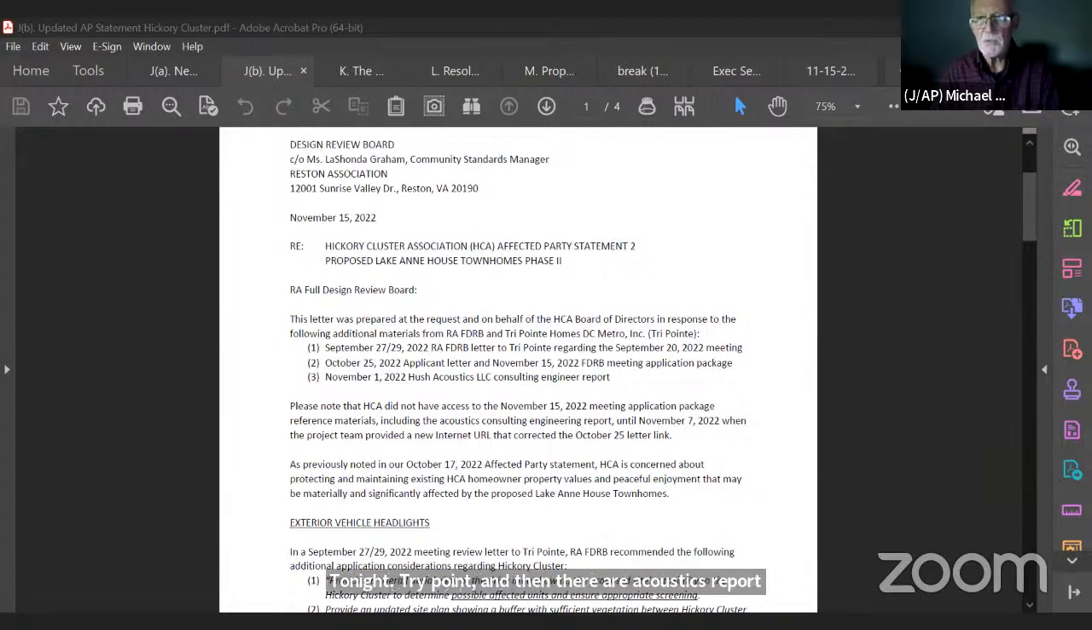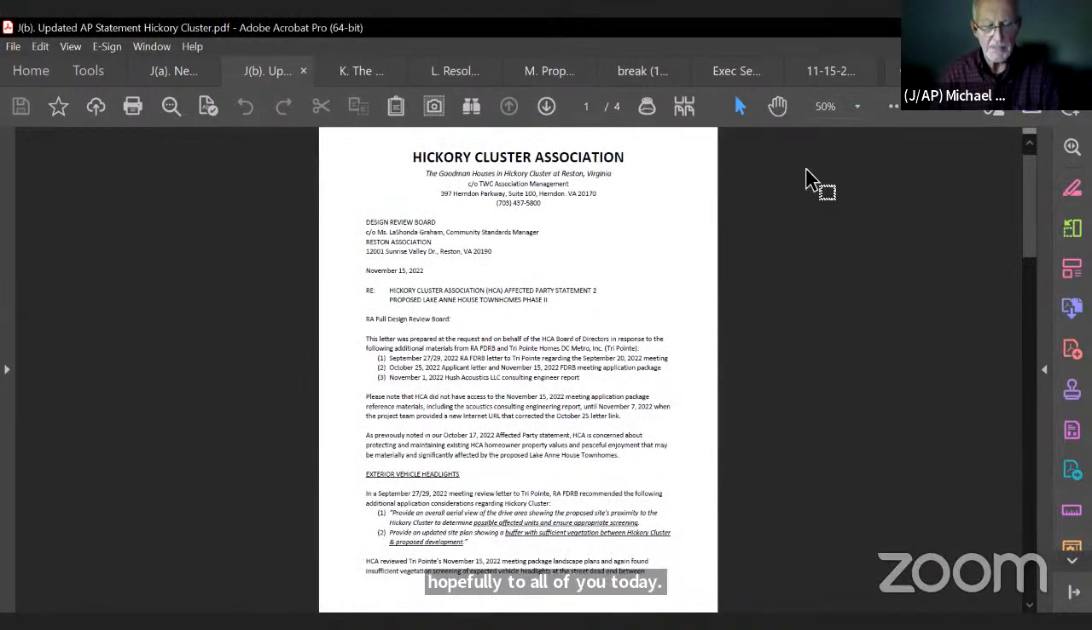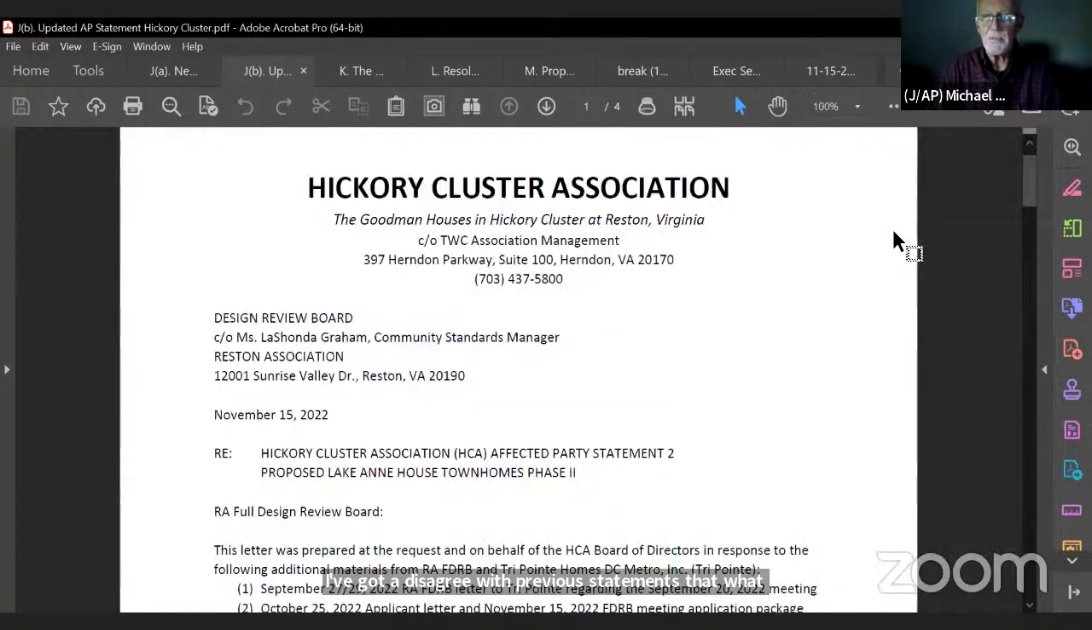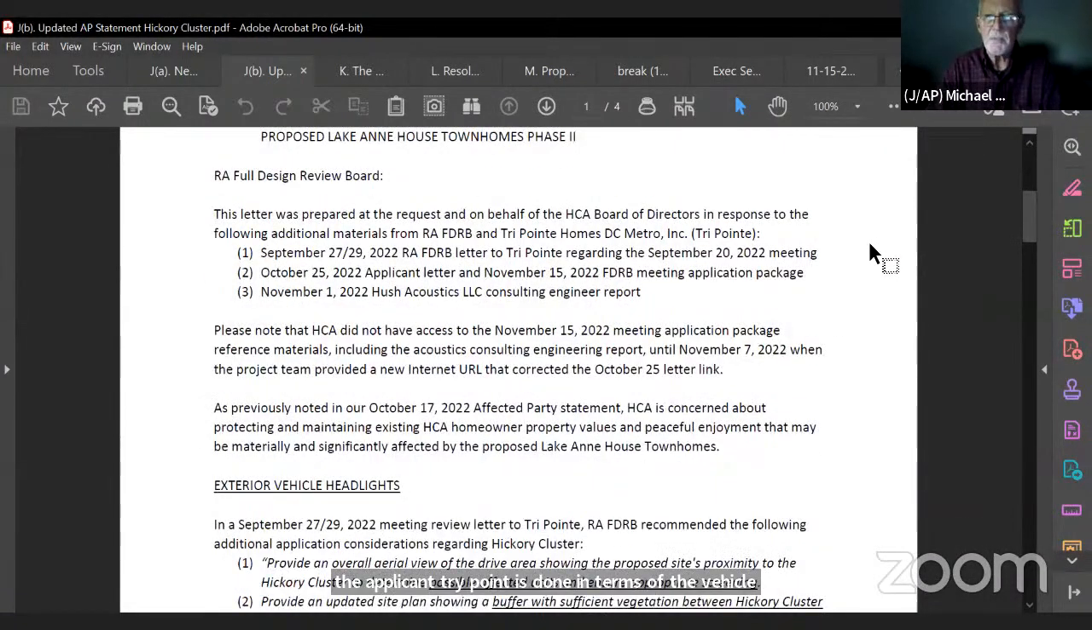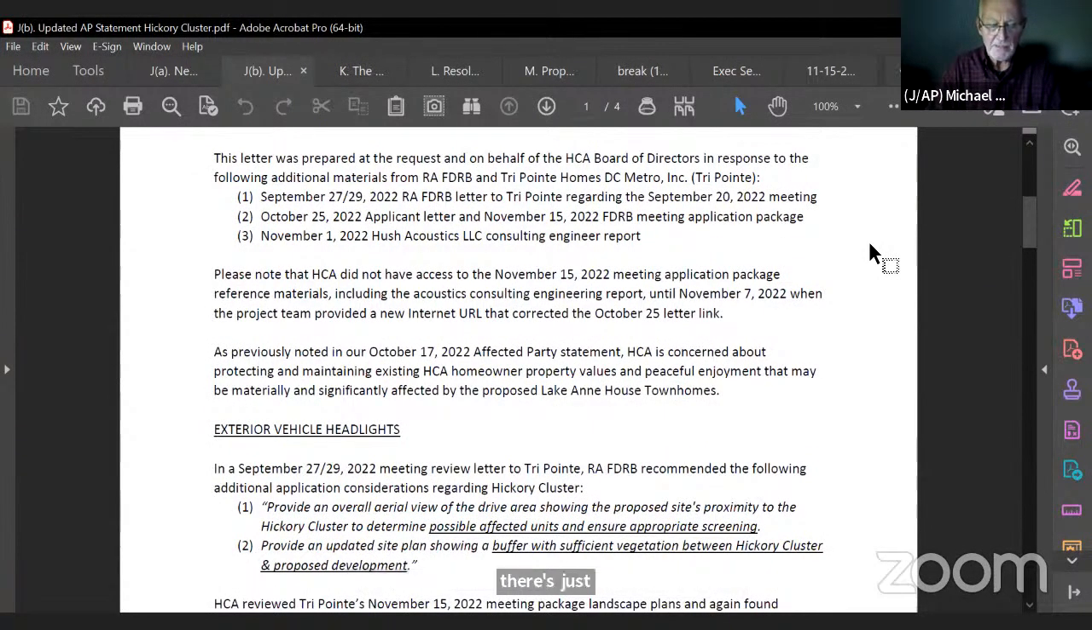So in response to those, we produced an affected party statement number 2, which we got to LaShonda and hopefully to all of you today. I'm here to talk about that letter that we submitted today, the affected party statement number 2. And I'm afraid I've got to disagree with previous statements that what the applicant TriPoint has done in terms of the vehicle headlights remediation and also noise remediation. It's just, I'm sorry, we have a different perspective and a different opinion.